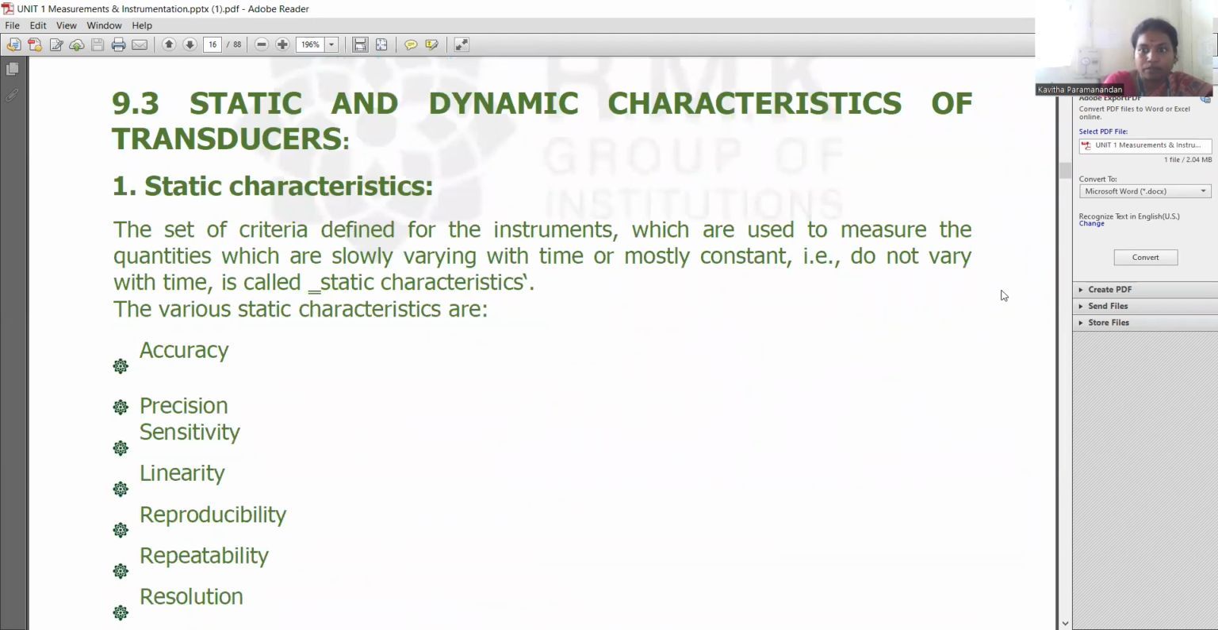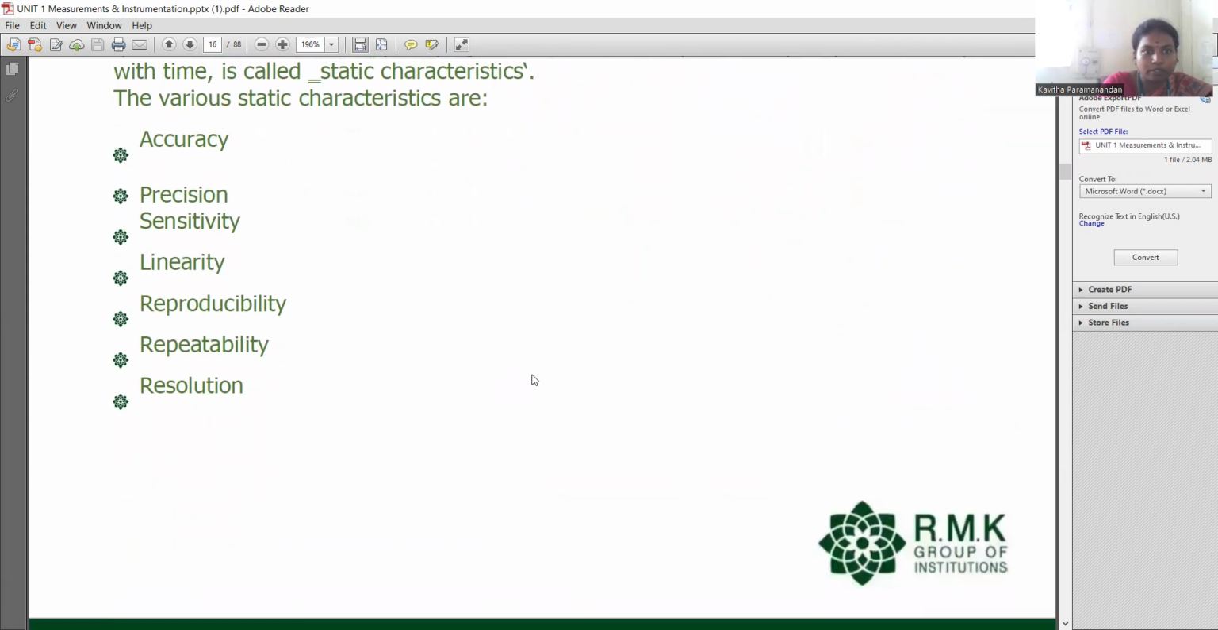Measurement and instrumentation for second year training. So in unit 1, we have the static and dynamic characteristics of measuring instruments. Static characteristics are the ones which do not vary with time, they remain constant, whereas dynamic characteristics are the ones which continuously keep varying with time.